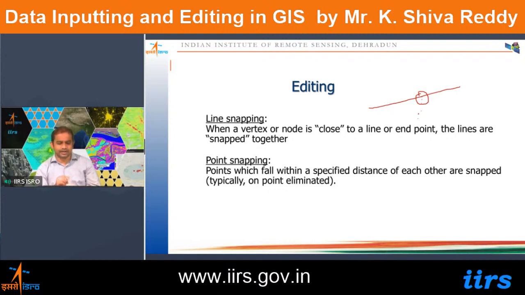And point snapping means, suppose I am again digitizing here, coming here, and as soon as I come here, automatically it's attached to it. So in point snapping, a new point is not created. While in line snapping, though there may not be a vertex here in the line, a new vertex will be created and it will be joined. So in line snapping, a vertex will be created, and in point snapping, it will join the existing point.